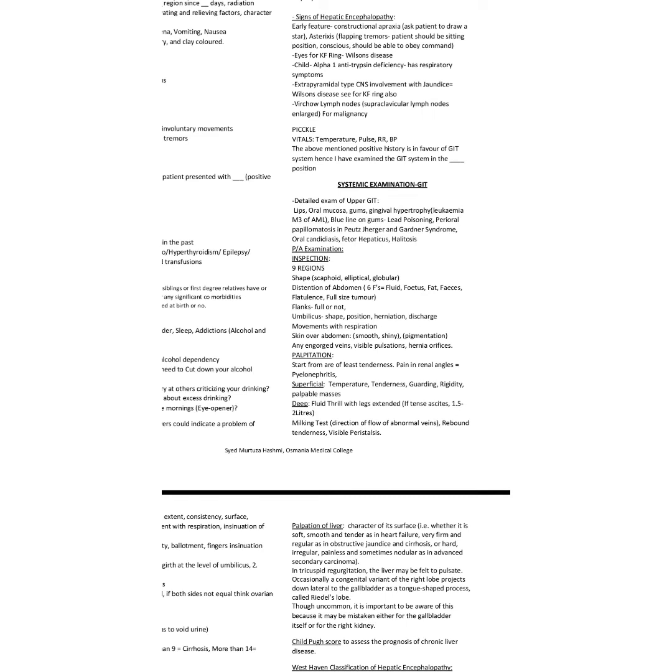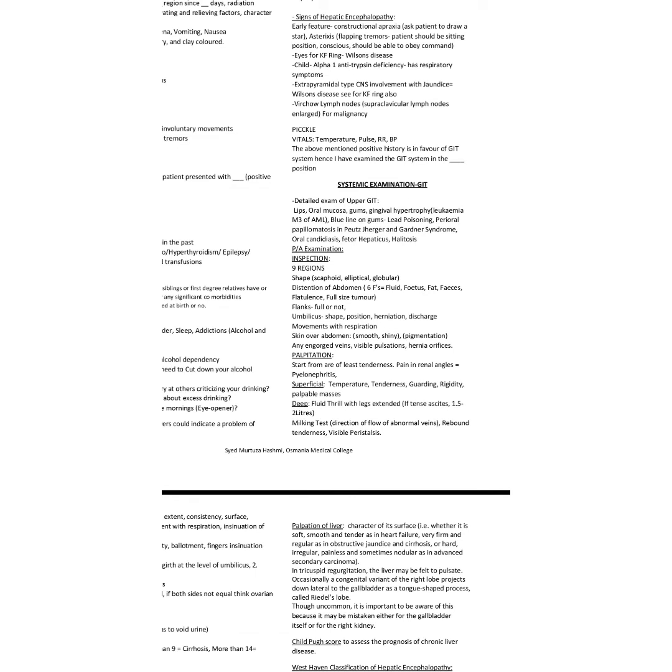Gingival hypertrophy is seen in leukemia, AML, and a blue line on the gums is seen in lead poisoning. Perioral pigmentation is seen in Peutz-Jeghers syndrome, and oral candidiasis, fetor hepaticus, any halitosis, or bad breath. So you need to look for all the upper GIT: lips, oral mucosa, gums, gingival hypertrophy, any blue lines on the gums, oral candidiasis, fetor hepaticus, and halitosis.